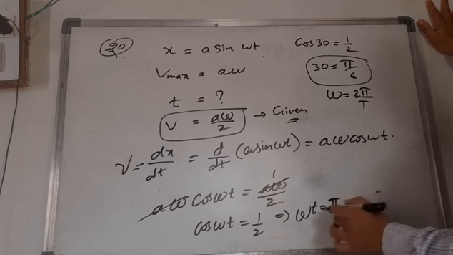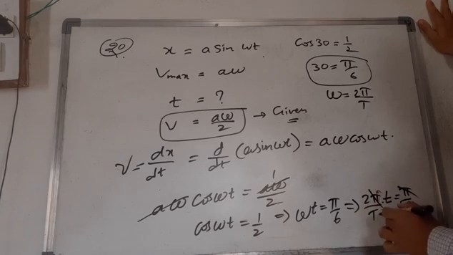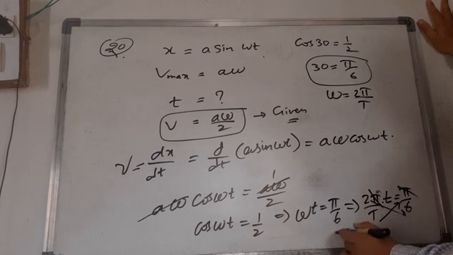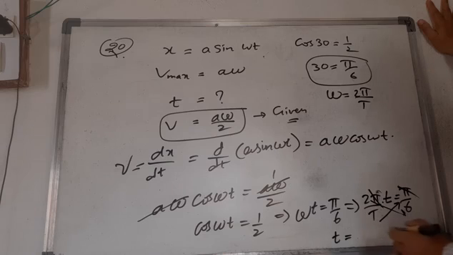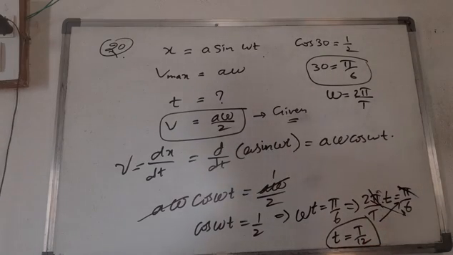So we get 2 pi by T into t is equal to pi by 6. So this pi gets cancelled and T will be cross multiplied, and 2 will be cross multiplied here. So overall we get small t is equal to capital T by 12 seconds. We cross multiply 2 to this side, 6 into 2 is 12 and t into 1 is t. So T by 12 you get. Right.